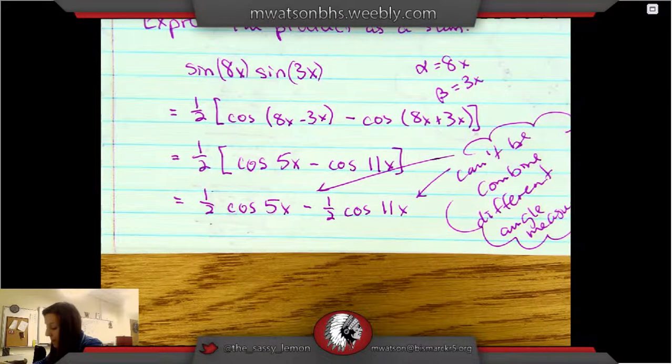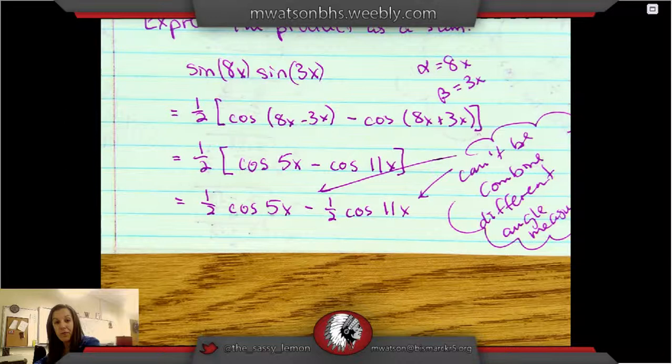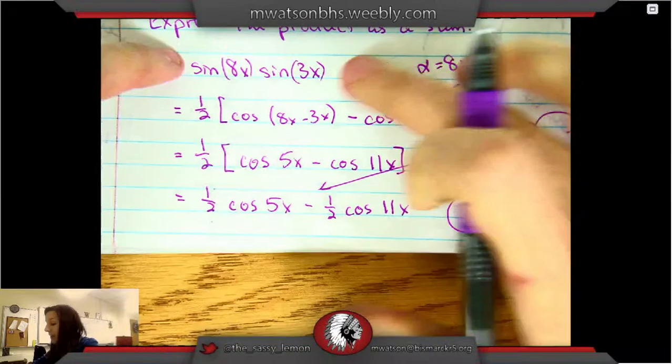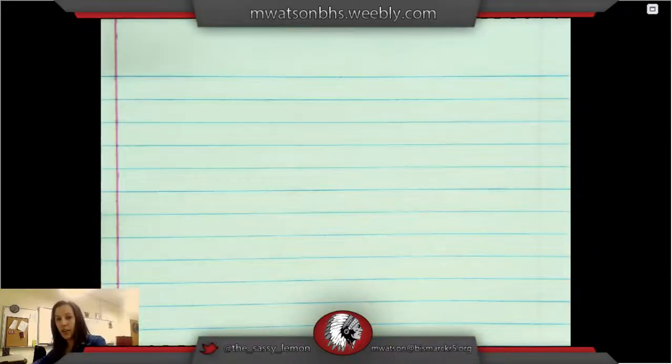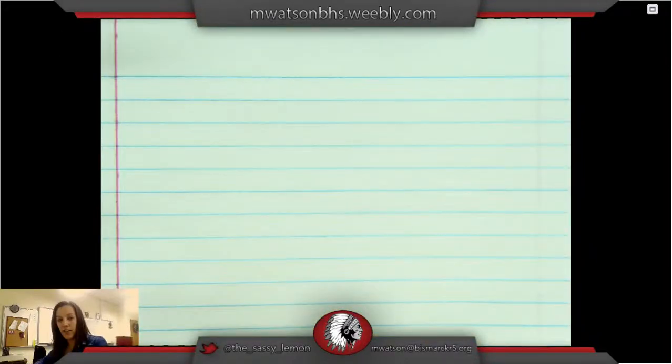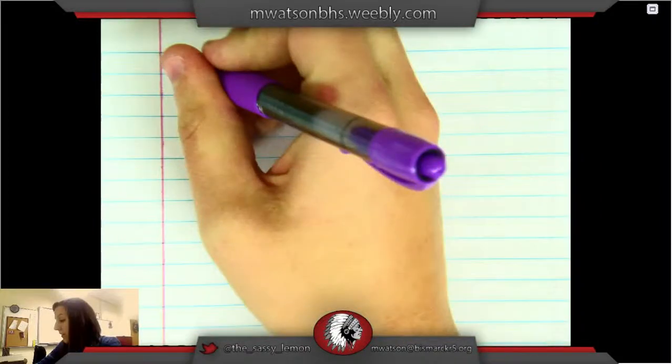And we just did it. We took a product and we turned it into a sum, and that's it. Well, or a difference, okay, if you're being technical. So now let's go over to the right side and let's go in the reverse. This time we're going to go from a sum to a product. So sum to product.